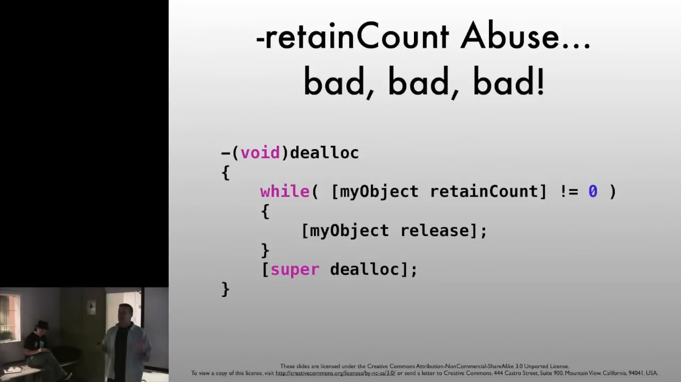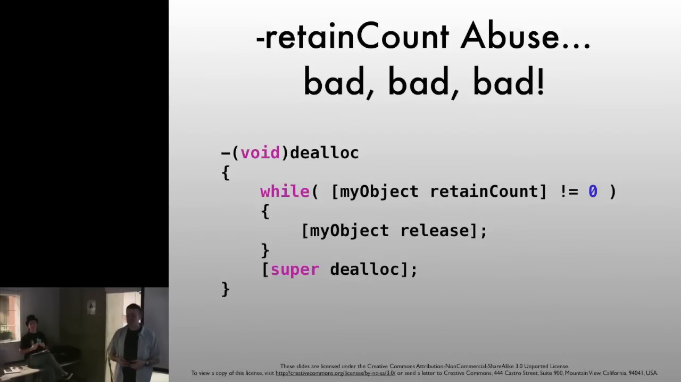So here's the horrific example of abusing retain count. Don't ever do this. You'll see old OS 10 and iOS code that used to do this. It checks the retain count, and if it wasn't 0, just keeps releasing until it reaches 0. I know. It's a funny thing to look at, but why is this a bad idea? Can anybody say why? How is this breaking the rules?